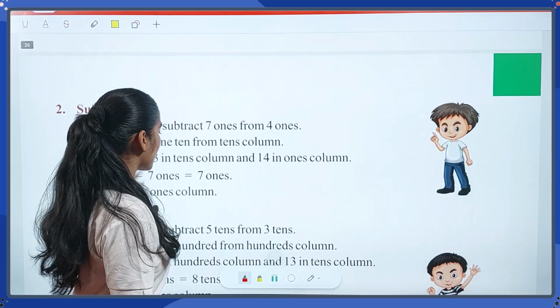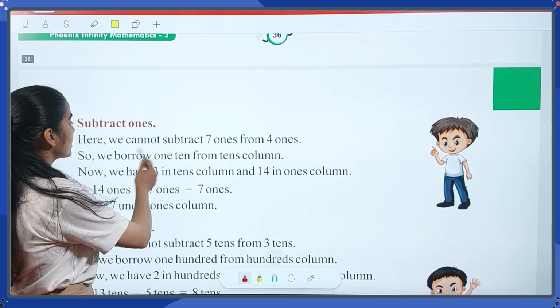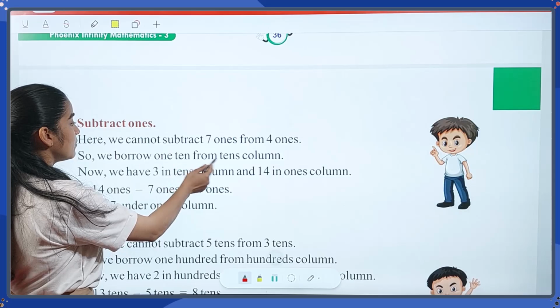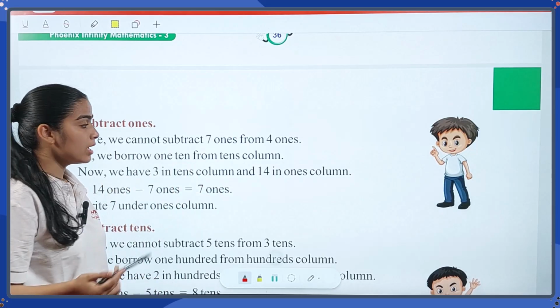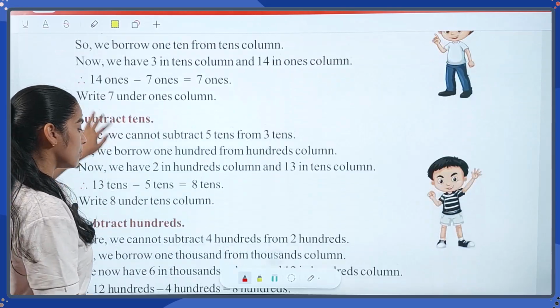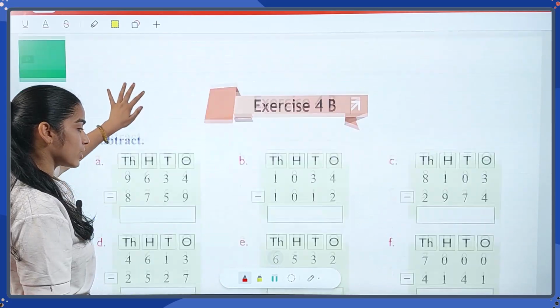Now we have to subtract ones. So subtract ones means what we have to do here, we cannot subtract 7 ones from 4 ones. So we borrow 1 ten from the tens column, and now we have 3 tens in the tens column and 14 in the ones column. So in this way, as I already explained to you in the above example, you have to solve the question. So let's move to your exercise.